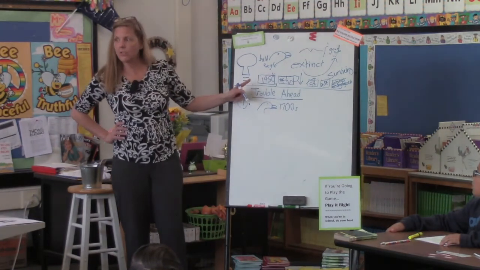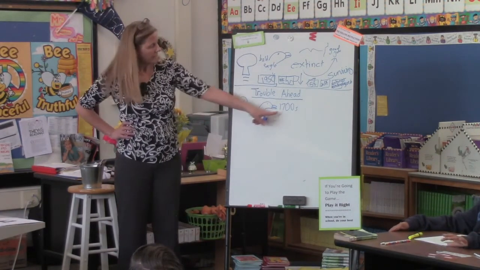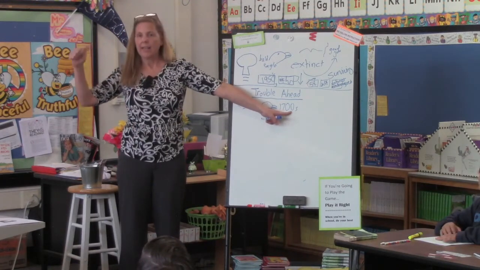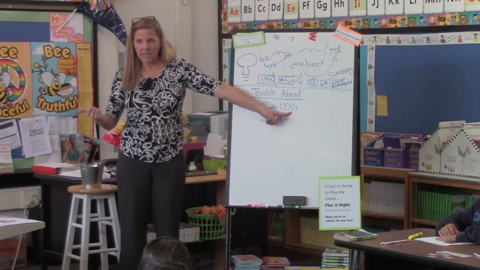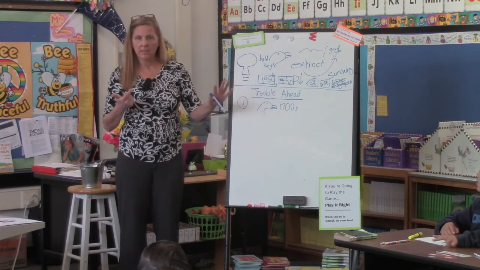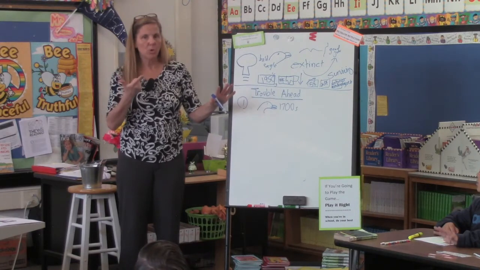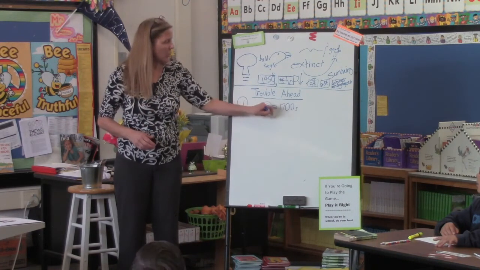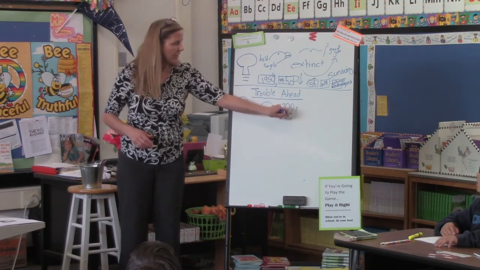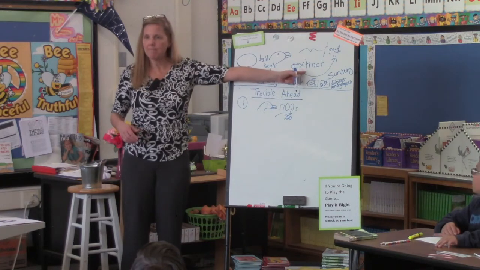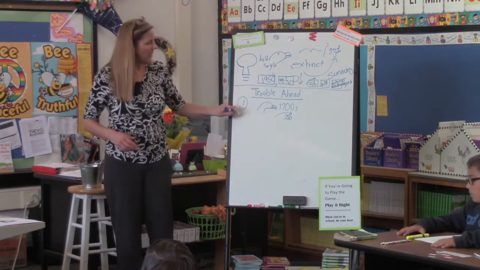So how many years is that from 1700 to 1950? 1800, 1900, and 50. So how many? 250. Over 250 years it took to have what? The bald eagles to almost become extinct. Okay, let's put number 2.